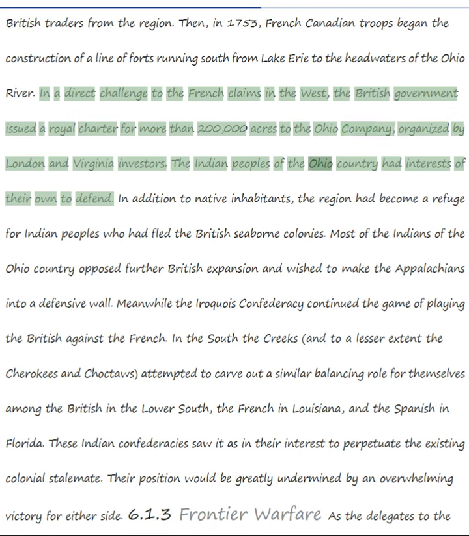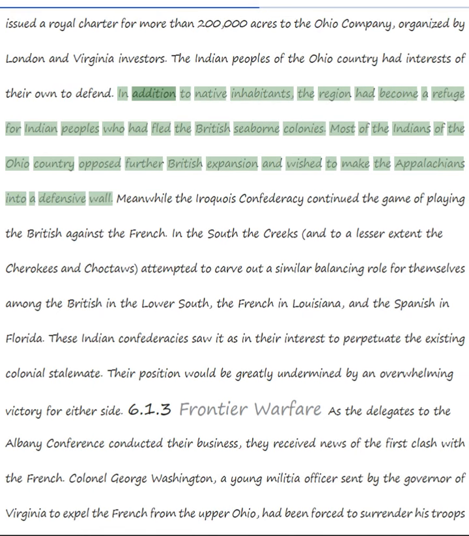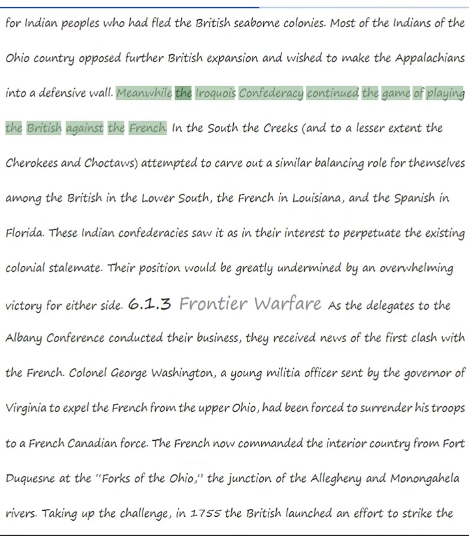The Indian peoples of the Ohio country had interests of their own to defend. In addition to native inhabitants, the region had become a refuge for Indian peoples who had fled the British seaborne colonies. Most of the Indians of the Ohio country opposed further British expansion and wished to make the Appalachians into a defensive wall. Meanwhile, the Iroquois Confederacy continued the game of playing the British against the French.